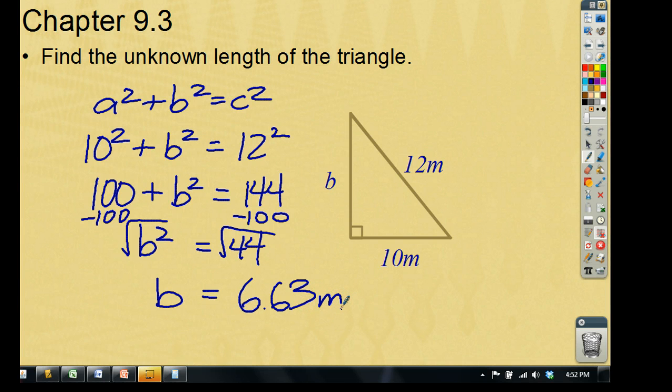Okay, and that makes sense because when I check this, remember the hypotenuse has to be the longest side. So if I came up with a leg that was longer than the hypotenuse, then I knew I would have done something wrong. But this would make sense that b is 6.63. Now, obviously, this is not to scale. Scale meaning, if this was really 10 meters and this was really 12 meters, then this would have to be longer. But this is just for practice right now.